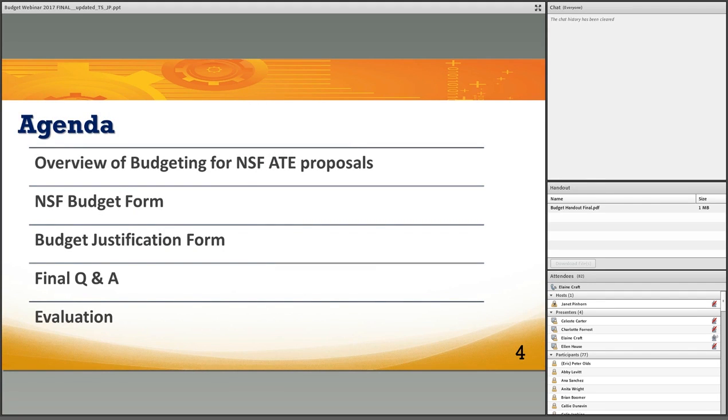Today's agenda includes budget preparation, which is an integral part of proposal preparation, line-by-line instructions for completing the NSF budget form, and advice on how to prepare good budget justifications. You will be given several opportunities throughout the webinar to ask questions. In addition, the slides from today's webinar will be available to you within a couple of days following the broadcast. For this reason, you may want to take notes, but it is not necessary to write down everything.